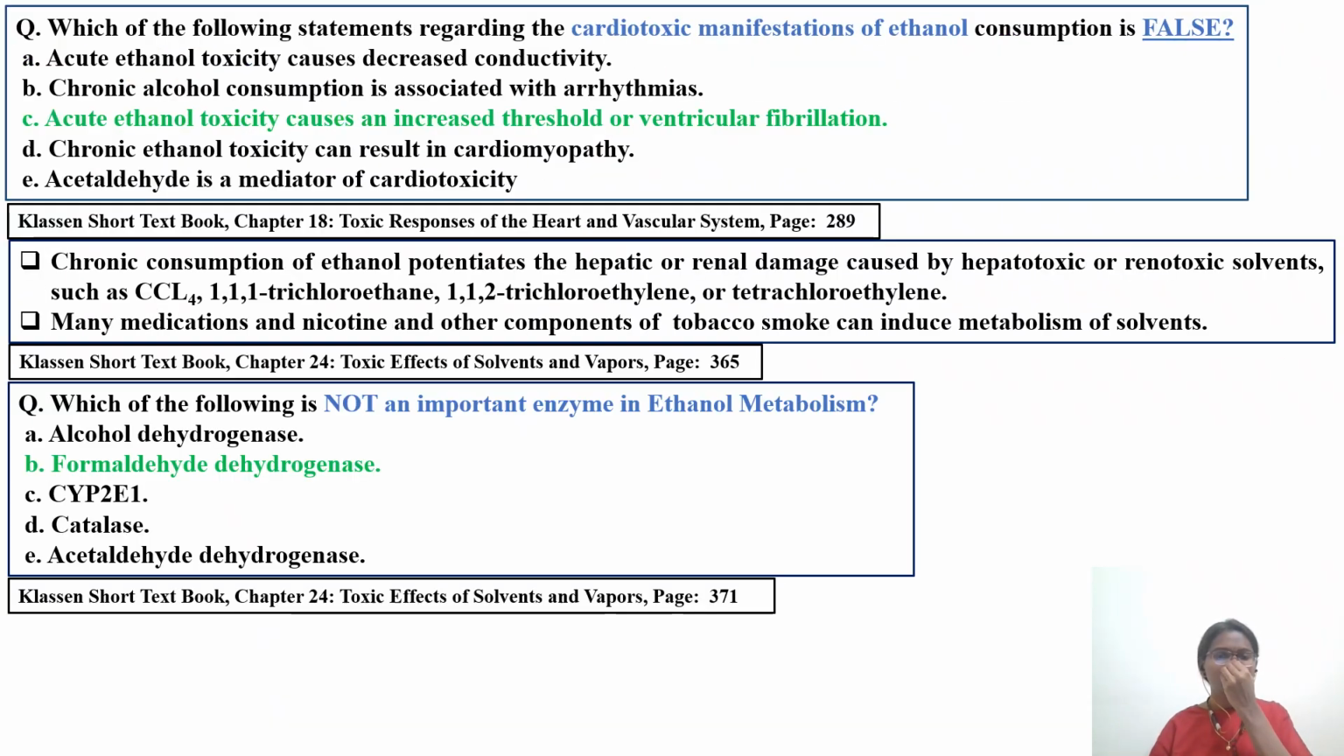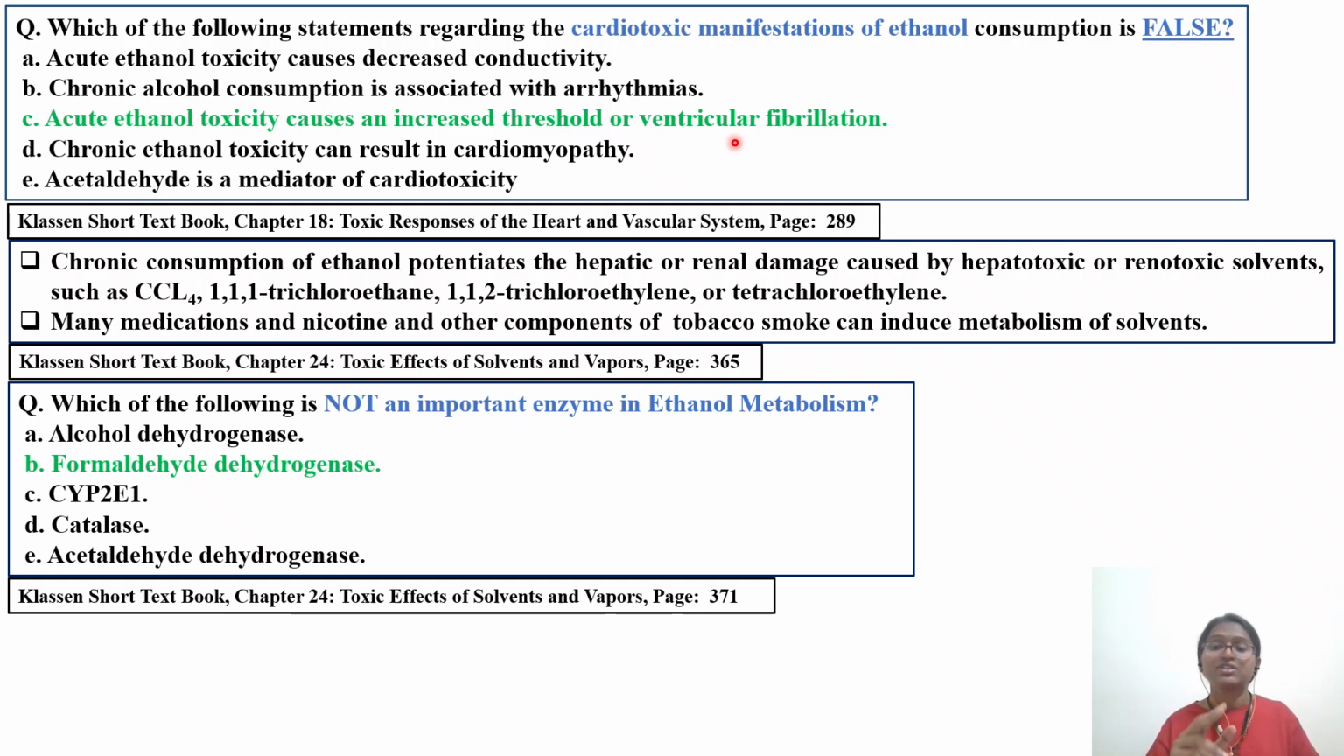Then we'll see how alcohol has adverse effects on the heart. In the previous video we discussed cardiomyopathy, so here we'll only see the question: which of the following statements regarding cardiac manifestation of ethanol consumption is false? Alcohol has various characteristic features when it affects the heart. Ethanol toxicity does not cause an increased ventricular fibrillation threshold, and it is not associated with alcohol. Quinidine, an antiarrhythmic drug, is known to cause ventricular fibrillation, not alcohol.